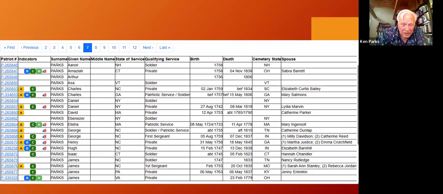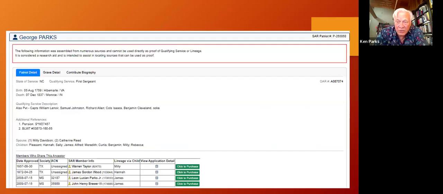Over on the left, you'll see there's a little Patriot number for each of these individuals, and that's a hot link that you can click on, and it will take you to a page with more information about that individual. Again, repeating some of that information that was on the spreadsheet, but down below there are members who share this ancestor. It can be very helpful when you're following up with research. It tells which child they claim their lineage through. So all kind of valuable information that can lead you to learning more about an individual.